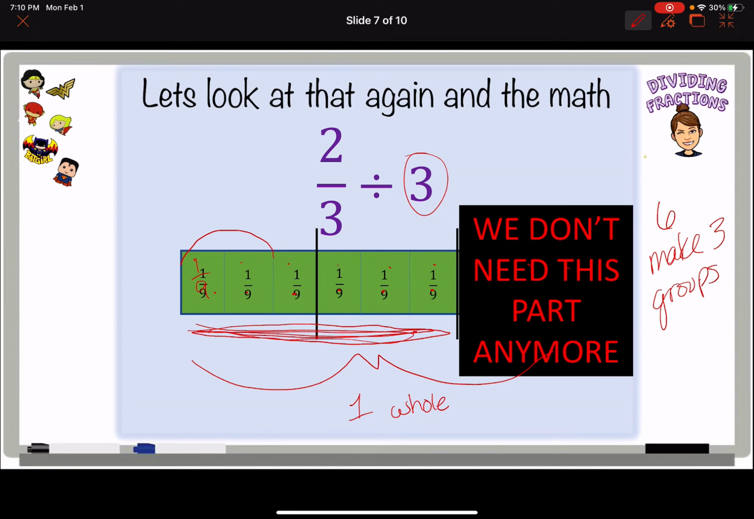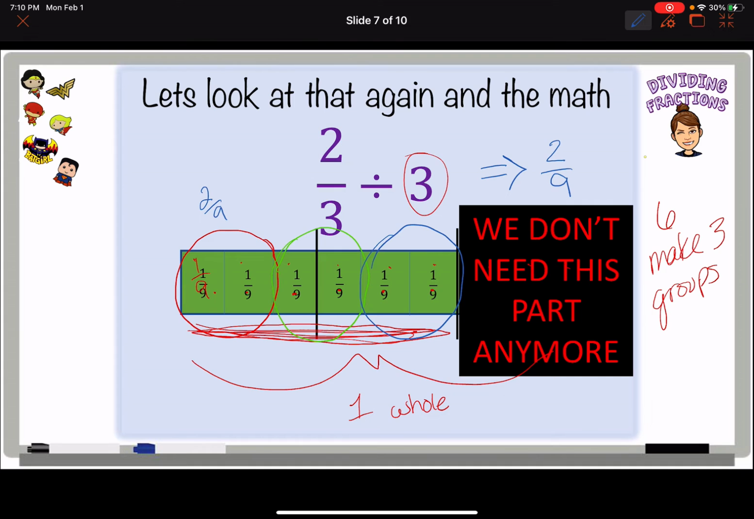Okay, so if I put 2 in each group, here's a group, here's a group, and here's a group. Did I have any pieces left over? No, and that's the goal, all right? So if I take 2/3 and put it into 3 equal groups, inside of each equal group is 2/9. Therefore, 2/3 divided by 3 is going to give me 2/9.